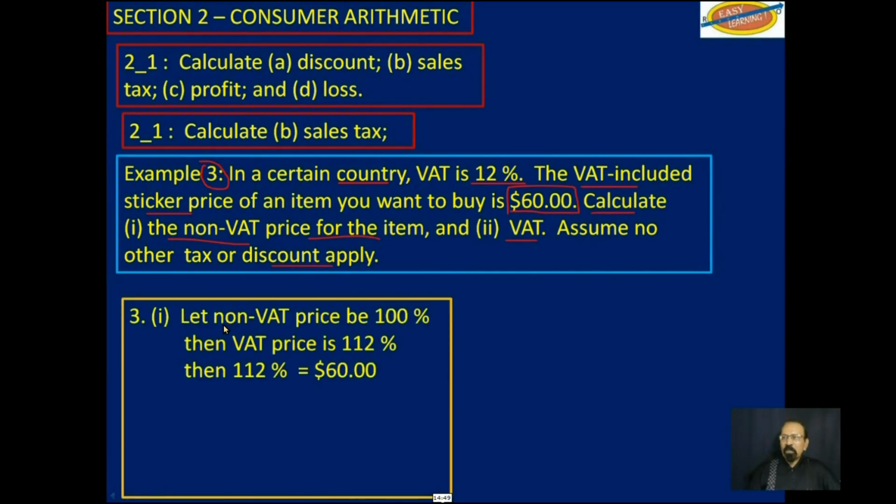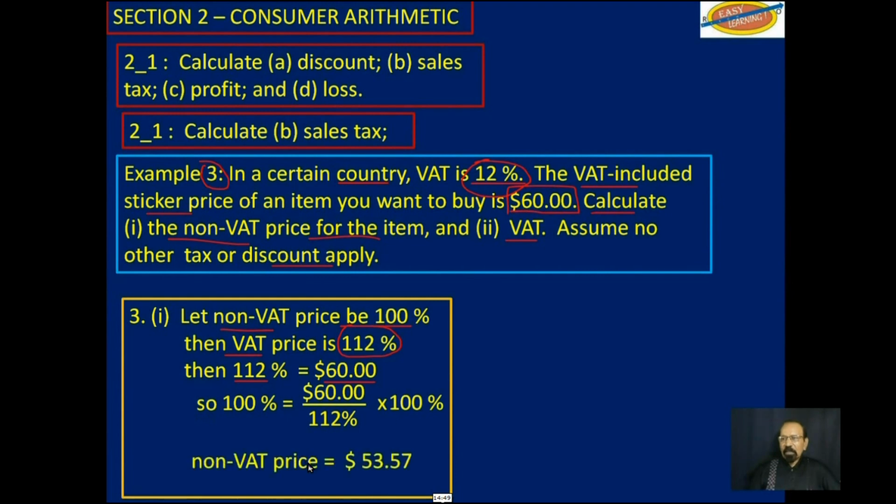So you will let the non-VAT price be 100%. With the VAT included, that would be 100 plus the 12%. That would be 112%. But that 112% is $60. That's the price. So now you will find 100%, which would be 60 over 112, multiplied by 100, and that will give you $53.57. That would have been the non-VAT price, but once they included the VAT, it came up to $60.